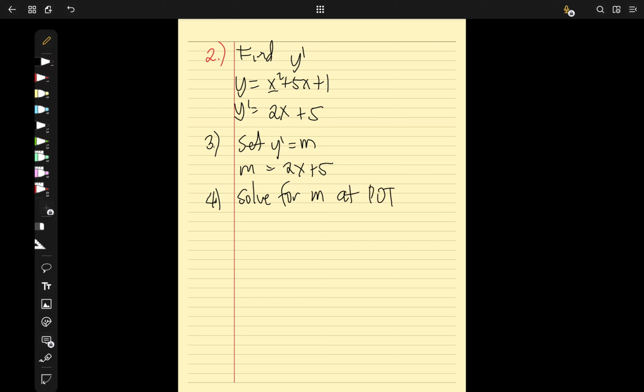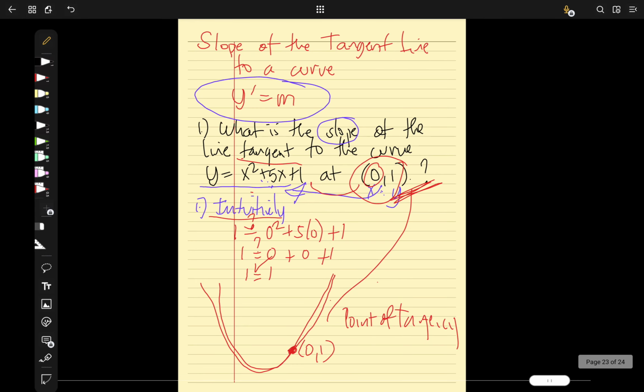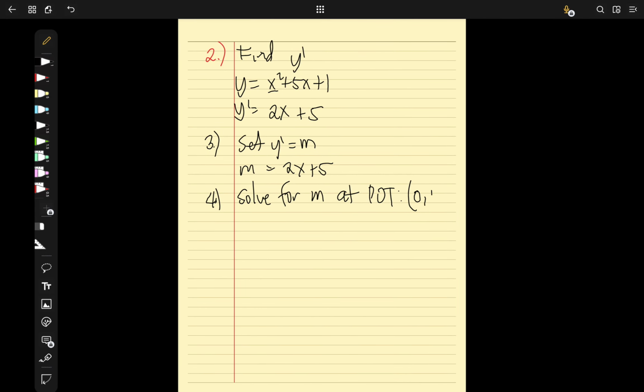Yung point of tangency natin, which is 0, 1. So, therefore, 0, this is your x, 1, this is your y. Substitute lang natin siya sa nakuha natin. So, replace x with 0, replace y with 1. In m is equal to 2x plus 5, meron lang tayong x. So, 2 times 0 plus 5. Take note, hindi natin nagamit si y because there is no y there. Pero kung meron, i-replace natin yung y, gawin nating 1.